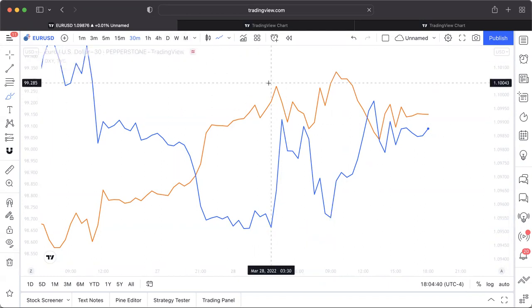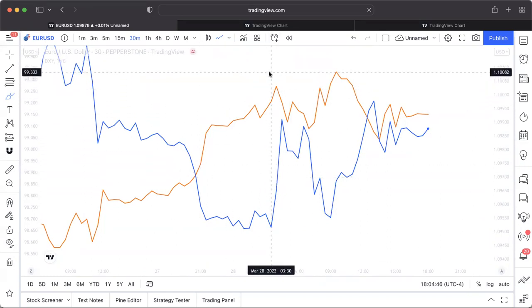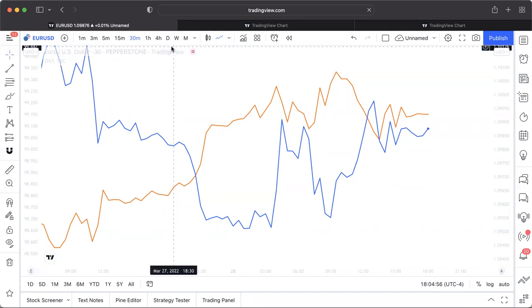Let's look at a couple of other examples, and I think the more examples we look at, the more sense it will make. So let's look at a couple of other ones. Probably in US 30 and the indices we have a lot.